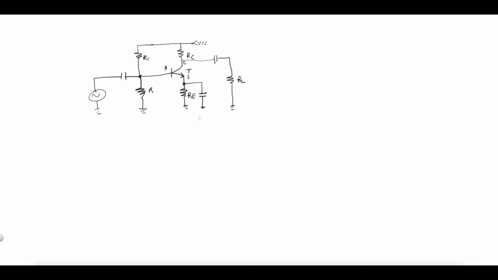So the key is, what is the equivalent, or how do you redraw this in AC, including the pi model for the transistor? Remember that in AC, this ground here and VCC are all ground as far as it's concerned. So it's the same potential.